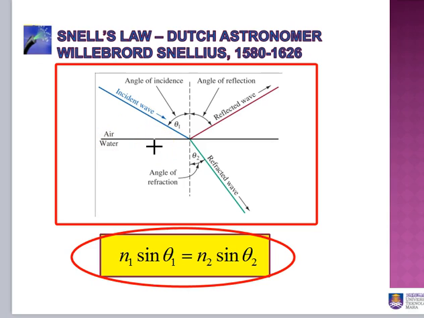So the other way around, if N1 is having higher refractive index than N2, Snell's law yields that sine theta 2 is greater than sine theta 1. In that case, the ray bends away from the normal, towards the boundary, towards the interface.